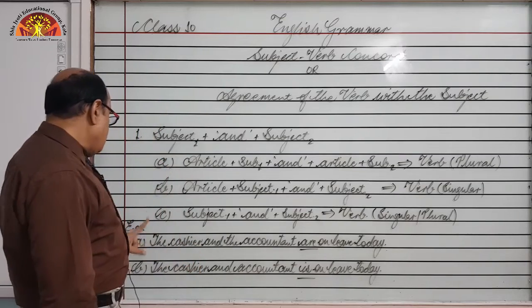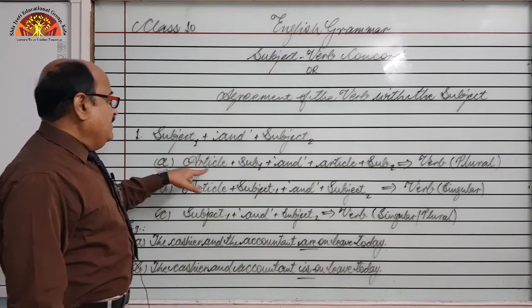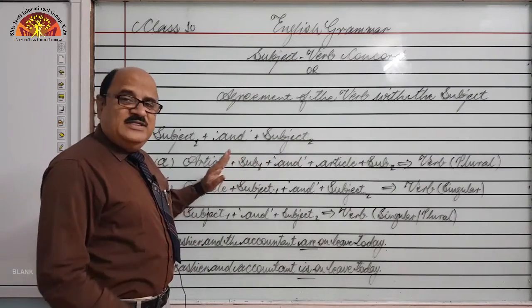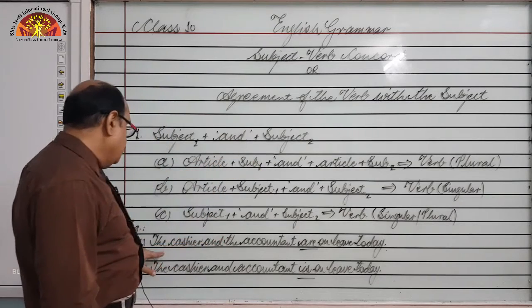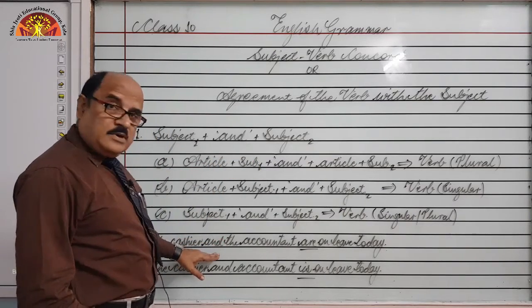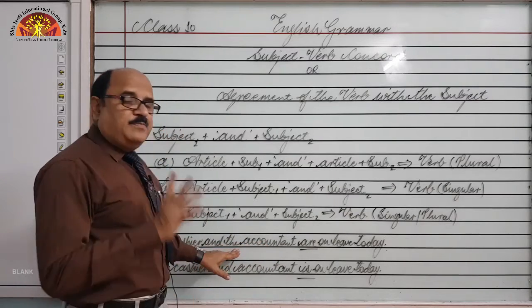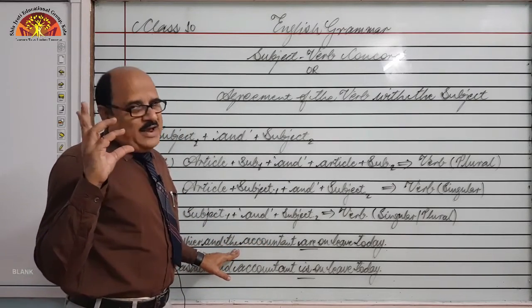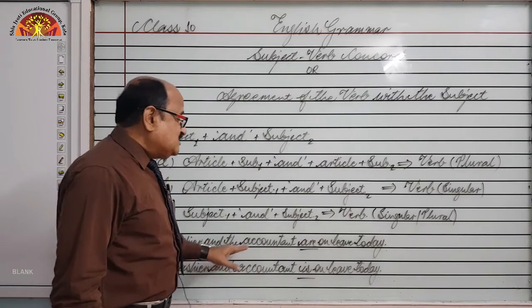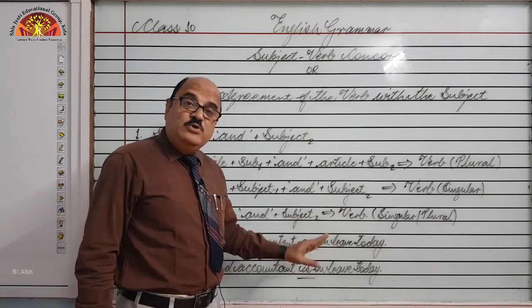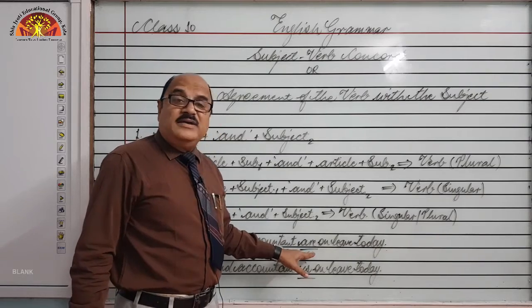Have a look. The example of the first rule: two subjects are there and they both have an article. The cashier and the accountant. Two articles are there, the and the. It means we are talking about two people, and when two people are there, obviously the verb will be used in its plural form. That's why "are" is there.